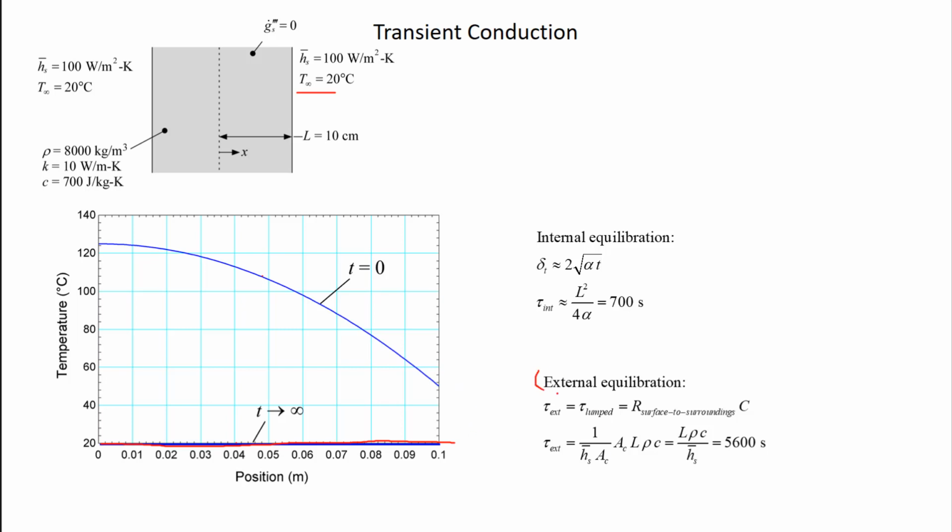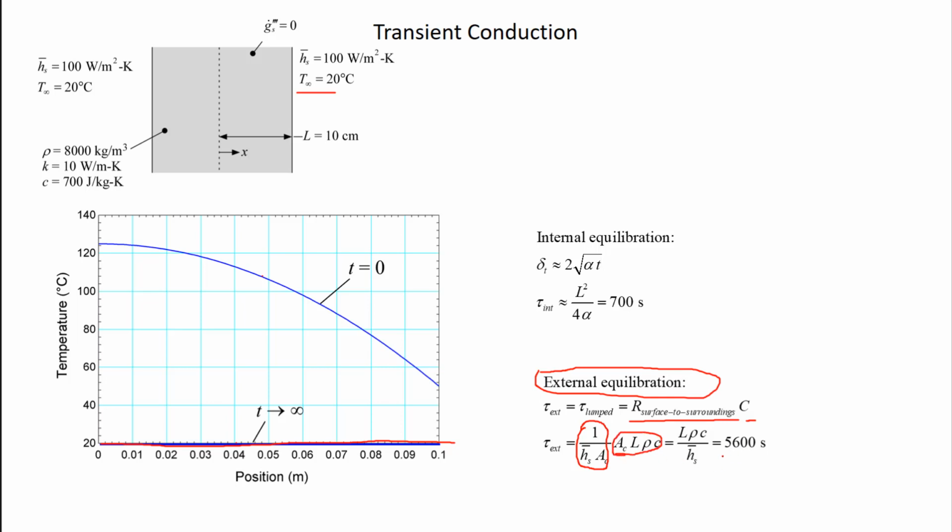So that's an external equilibration, and we can at least think about that using our lumped capacitance, our external time constant, which is the product of the resistance from the surface to the surroundings times the total heat capacity of the object, right? So in this case, I only have convection, so this is my resistance from the surface to the surroundings. This is the total heat capacity of the object.